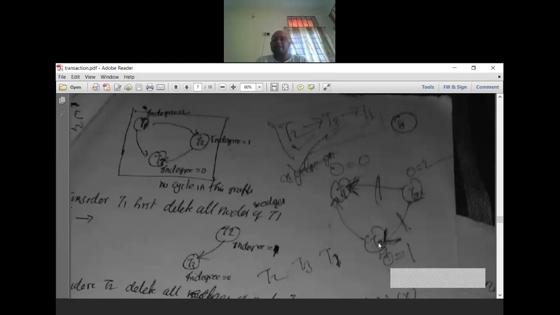Now I will see the next maximum outgoing. T2 is having one arrow toward T1, but T1 is not having any arrow going outside. So now I will take out T2. I have written, sorry, it is T3 actually. First of all, I have taken T2. Now I cut all these links. Now the link remaining is this one, T1, T2.